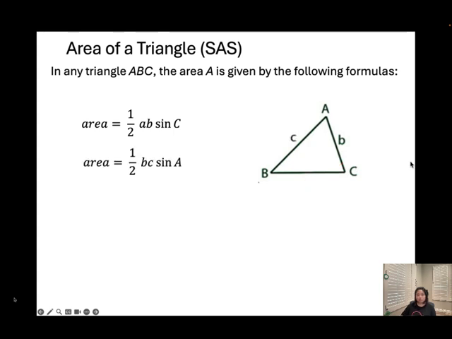Or we could use the formula 1/2 bc and then sine A. Okay, the angle will be in between b and c. Or we could do 1/2 ac sine B here. Okay, the angle is always in between these two sides. So try to memorize the formula. The angle has to be in between these two sides.